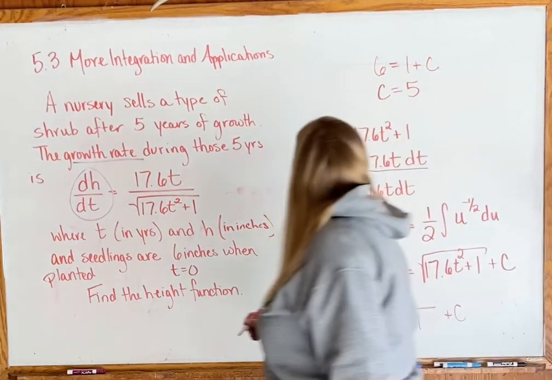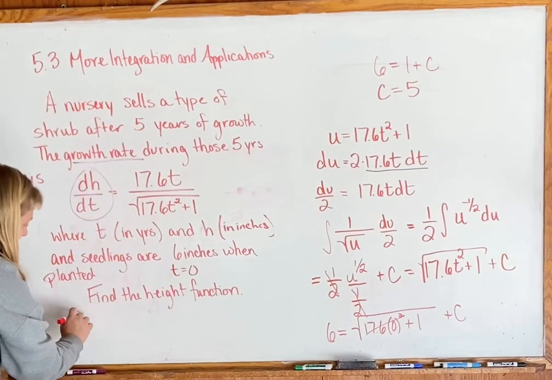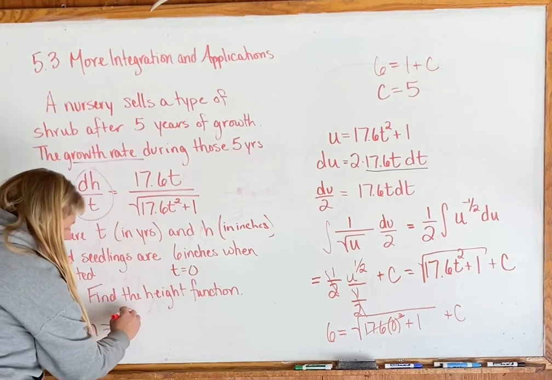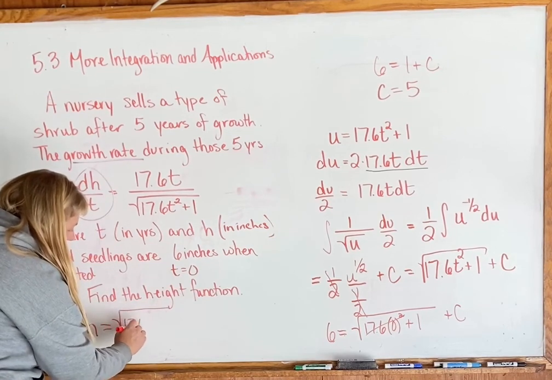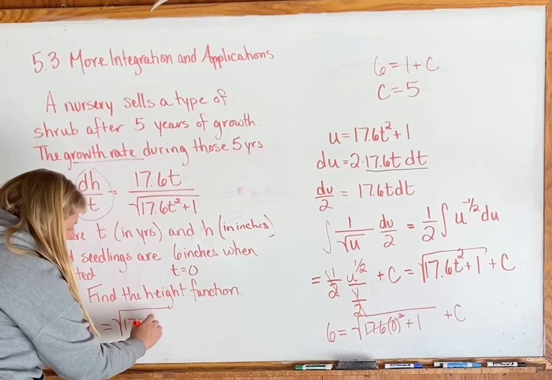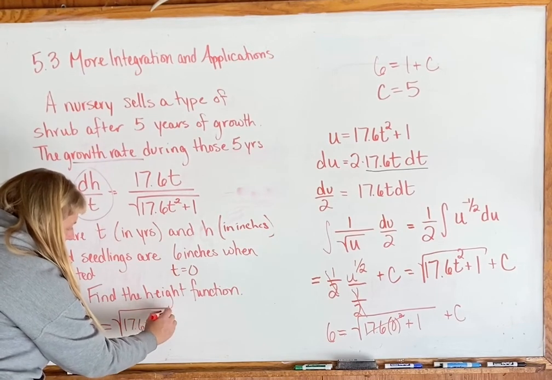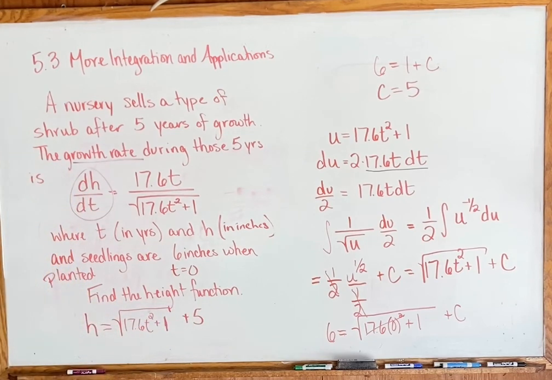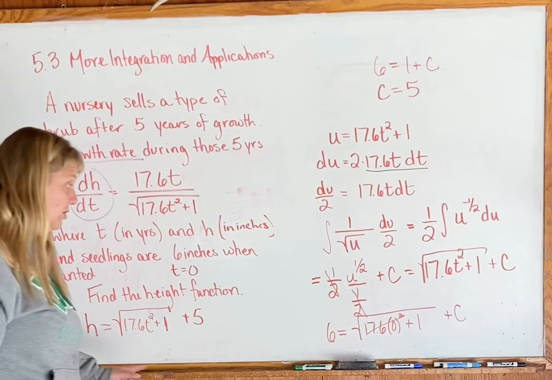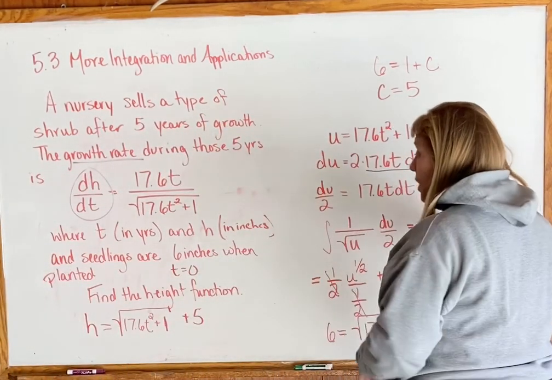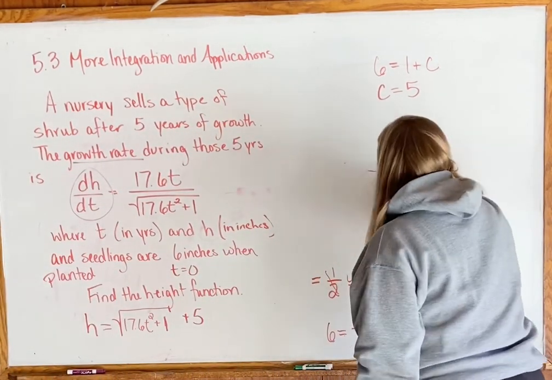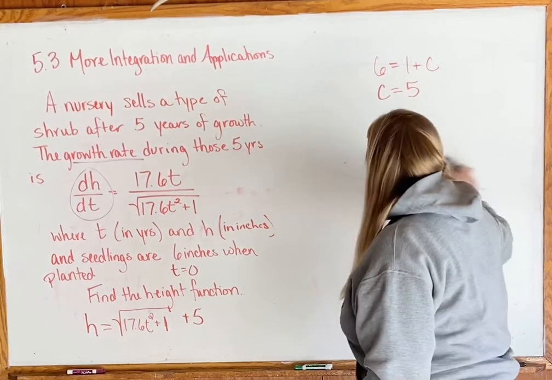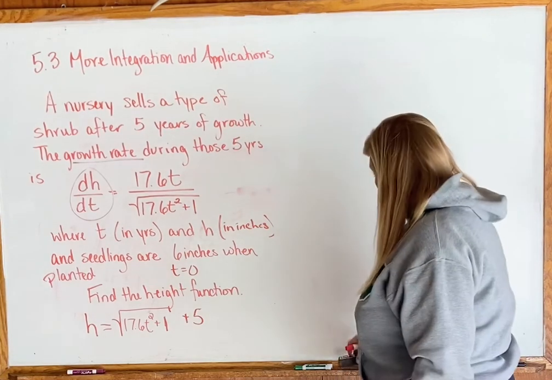So in the end, the height function will be h equals the square root of 17.6 t squared plus 1, and then on the outside, plus 5. That's our c. So we found our height function. Now, the problem does go on a little bit more. The problem then says, how tall are the shrubs when they're sold?